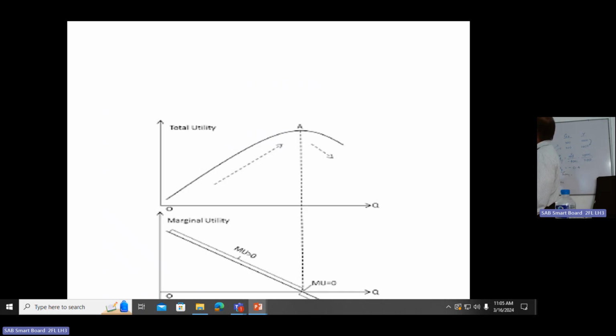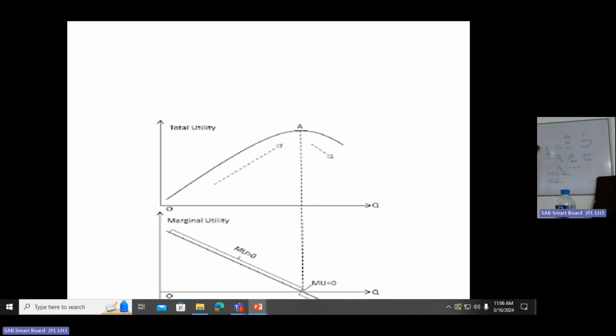So you measure this slope. The slope at these different points continuously decreases. And therefore we see the slope of this curve, given by the marginal utility, continuously decreases because total utility increases at a decreasing rate. When the total utility is maximized, in other words, what happens to the marginal utility?